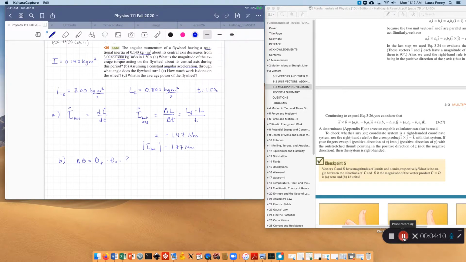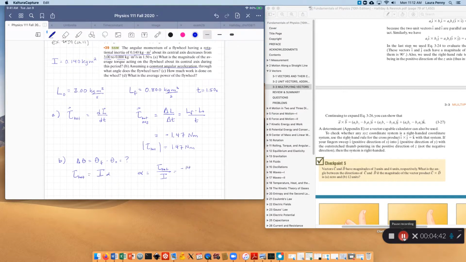Well, to do that, I know tau, I know the net torque, but I don't know alpha. I do know time. So I probably need to figure out some other variables. But if I know net torque, that means I can figure out alpha. And I also know I. So alpha, the angular acceleration, is going to be my net torque divided by I.